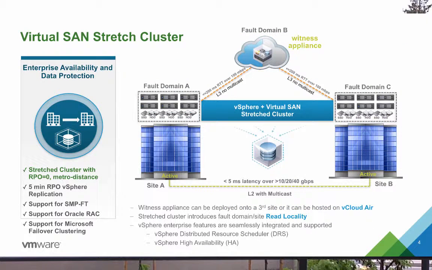So let's look at the idea behind the stretched cluster. As we can see here, the witness appliance can be deployed onto a third site, because you wouldn't want it on either one of the sites, because after all, if either site goes down, the witness appliance doesn't exist anymore and it can't provide a quorum or be used as a voting mechanism because it itself is gone. So you're either going to want to place your witness appliance inside of a third site, or you can deploy it on vCloud Air and host it there.